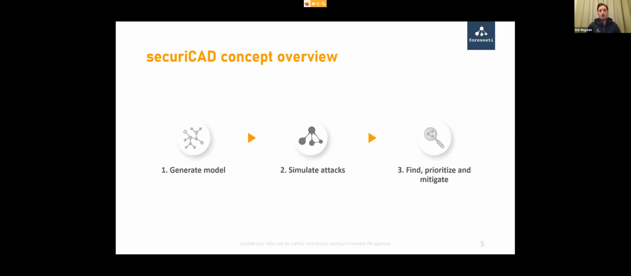Foreseeti has developed a tool called SecureCAD, which is doing exactly this. So we generate a model of your environment. We make a digital twin of your environment based on data from it. We then simulate attacks on this model. All of the analysis is done on the model itself because we don't want to do any harm, of course. And we then use the attack simulations on this model to find, prioritize and mitigate any weaknesses that we might find.